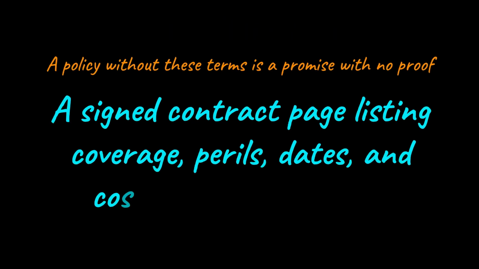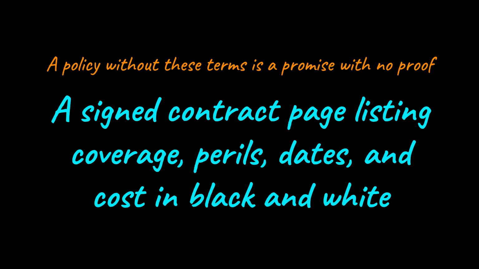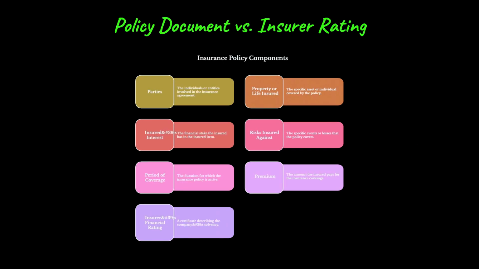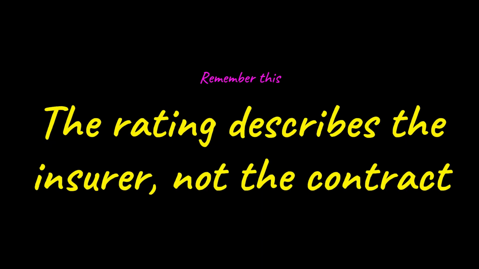The point of the requirement is simple. The essential bargain must live on paper, not in a salesperson's memory or an insurer's private files. Picture the actual policy. It names the parties, identifies the property or life insured, states the interest, lists the risks, sets the period, and gives the premium. The insurer's financial rating never appears because that number describes the company, not the contract. On the exam, the wrong answer is always the one describing the insurer itself, usually the financial rating, while the 6 genuine requirements describe the terms of coverage.